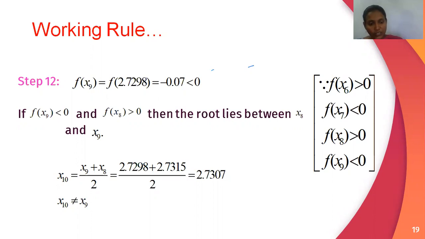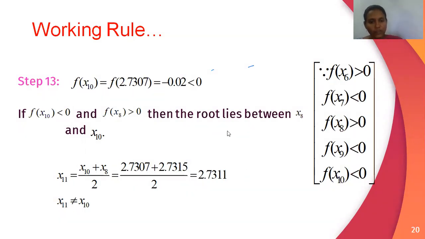Further find out the functional value of x10. The functional value of x10 is negative. Then check with the previous functional value. F of x9 is also negative. So x9 and x10 both have the same sign, so the root does not lie between x9 and x10. So go to the approximation before this, that is f of x8. F of x8 is positive, f of x10 is negative. The root lies between x8 and x10.